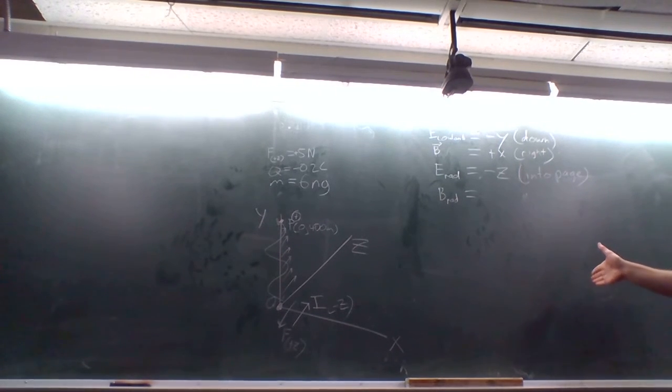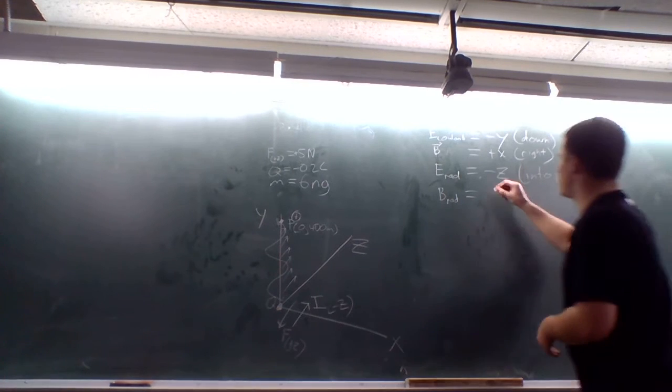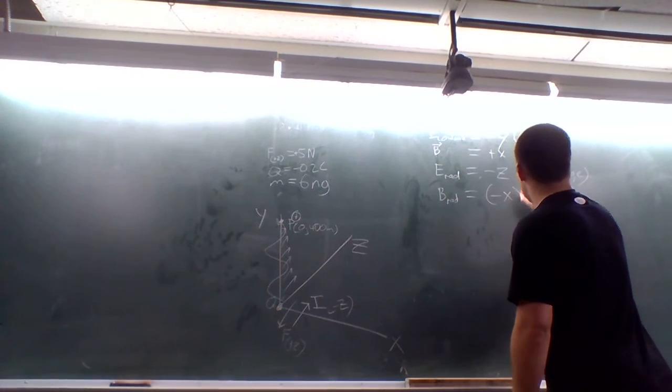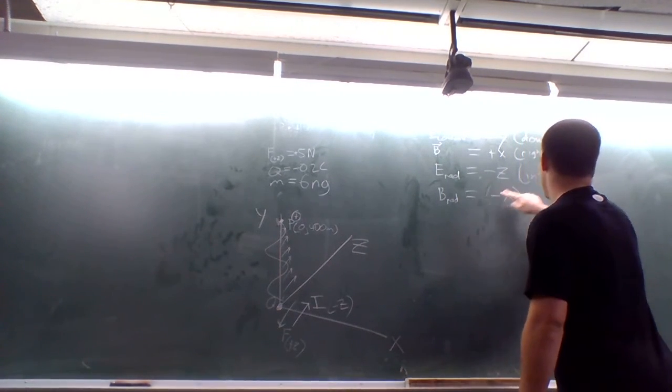So all you have to do is now curl your fingers, like you would normally curl your fingers, and that gives you the direction of the magnetic radiation field, which is, what direction? Yeah, to the left, negative X.